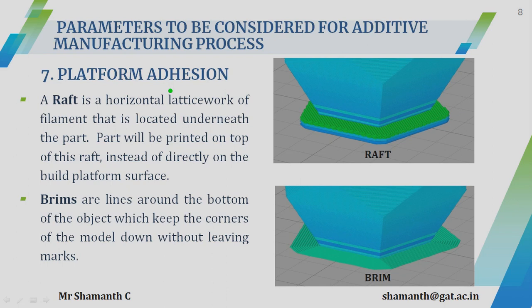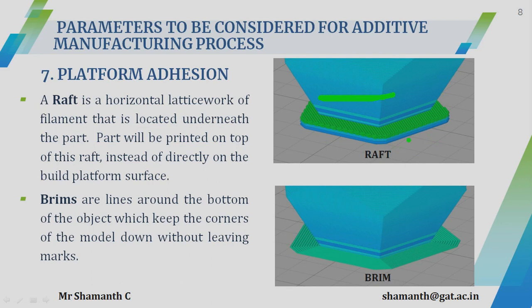You cannot just choose any platform on which you can print the part. So here there are two such platform adhesions. One is raft and the other one is brims. You need to understand what is raft and what is brims. A raft is a horizontal lattice work of the filament that is located underneath the part. Say this is the part you are printing, and you need to have a proper raft or a platform on which you build the part.